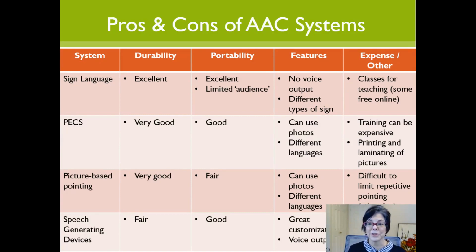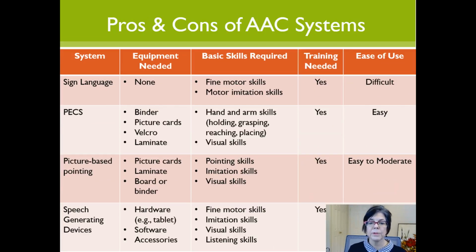There is an expense for the training component, and there are expenses in printing, laminating, and velcroing the pictures. For picture-based systems, again, picture cards, you need some materials. You need some pointing skills. So if your autistic child or student is not able to use a really well-defined point, then you might want to think about that if you're considering a picture pointing system. Again, imitation skills and visual skills, because you're going to be demonstrating and modeling things, and they need to be able to imitate you. You need training. It's pretty easy to moderate to implement sometimes. It depends on the individual and how large your picture board is.